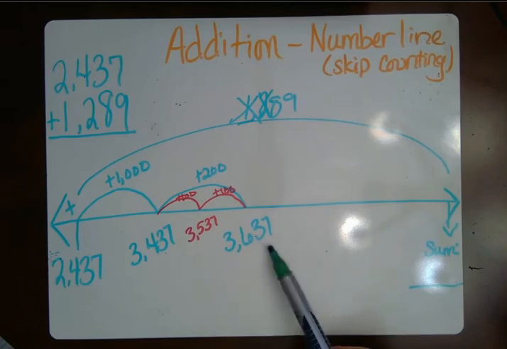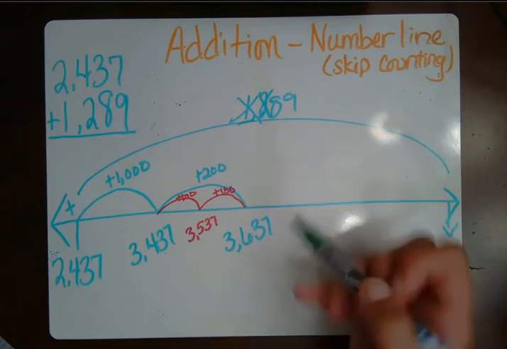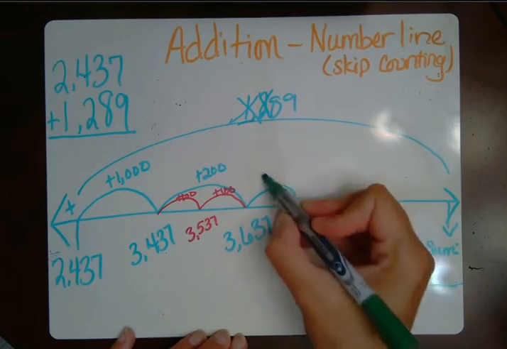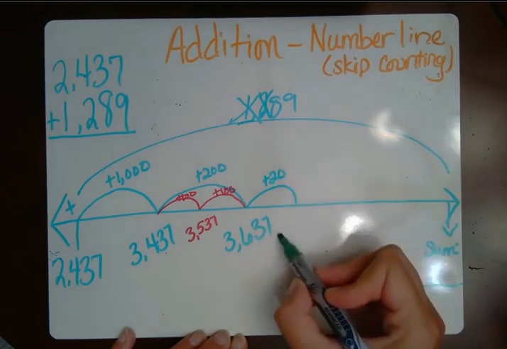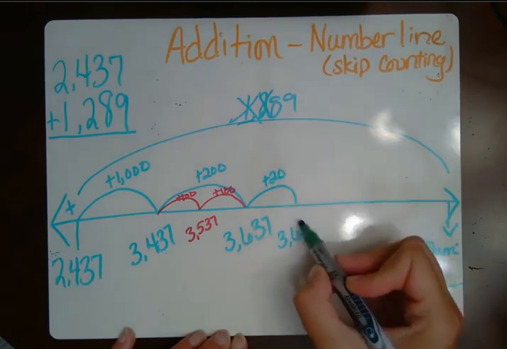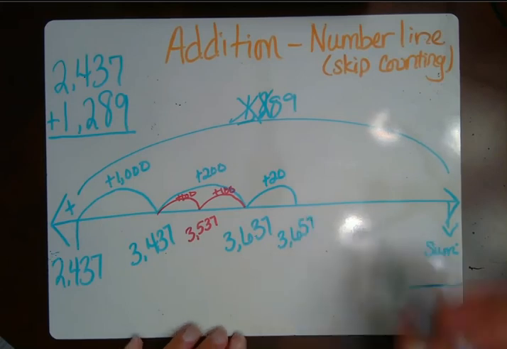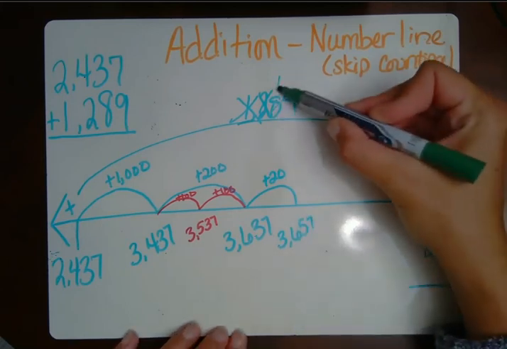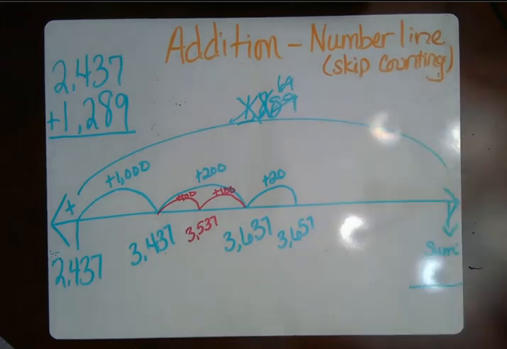So I'm looking at this problem and I think I want to be safe here. I know that if I add 20 to 37, that'll get me to 57. So I think I'm going to start there. I'm going to add 20. That'll get me to 3,657. If I've added 20 in, that means I have 69 to go.